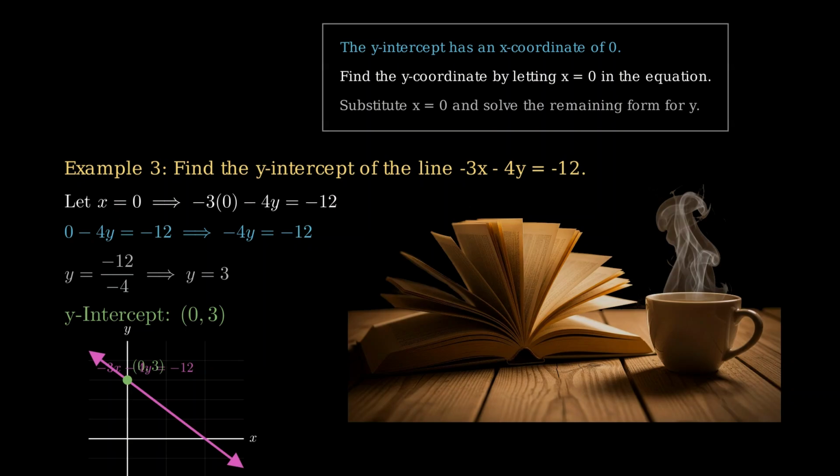Dividing both sides by negative 4, we find that y equals positive 3. Therefore, the coordinates (0, 3) define the exact y-intercept of this line.